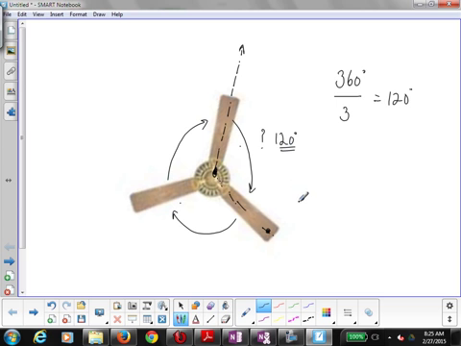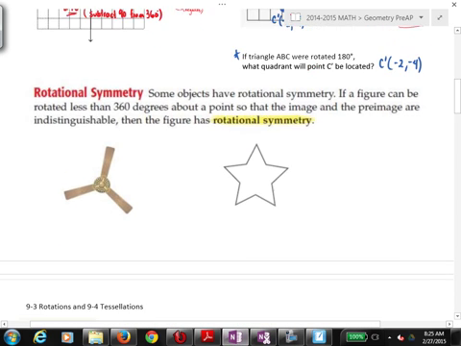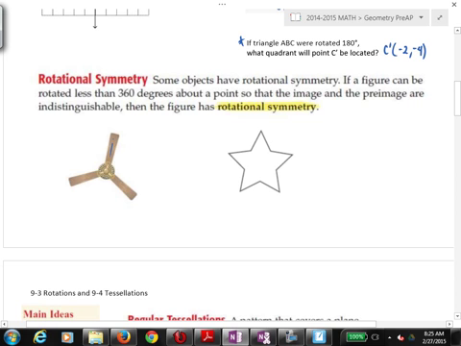Okay. So on this one, when I go back to my notes, I would say that the rotational symmetry is 120 degrees, because if I rotate this one right here over to this point, it's going to be indistinguishable.